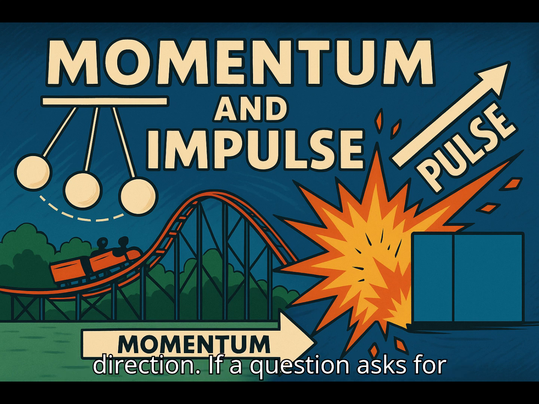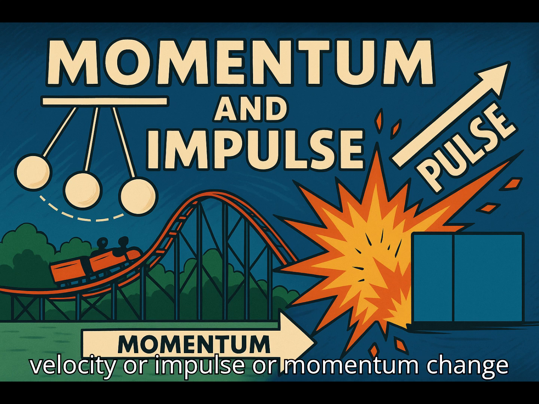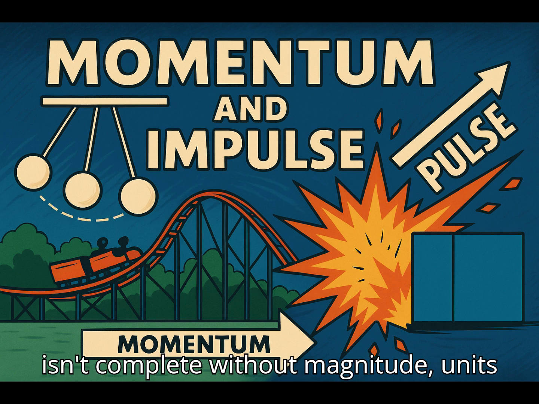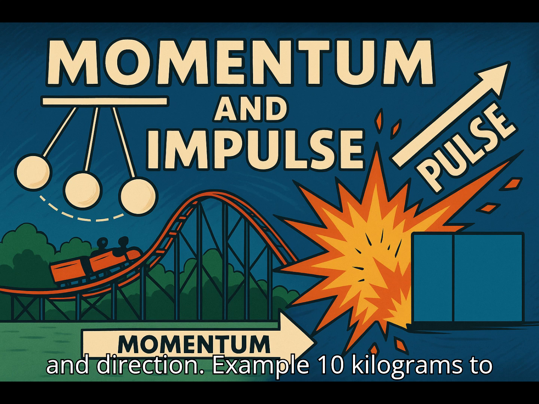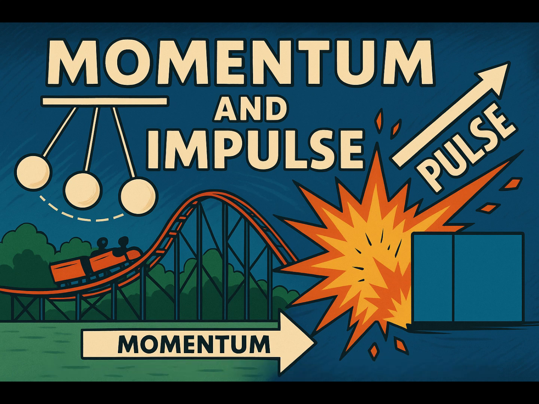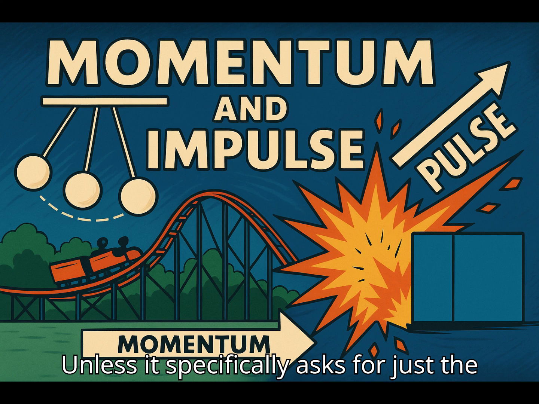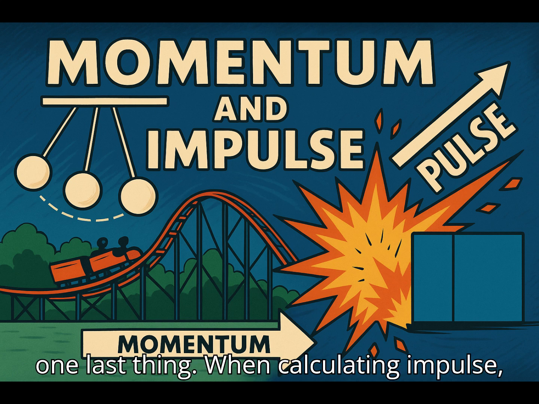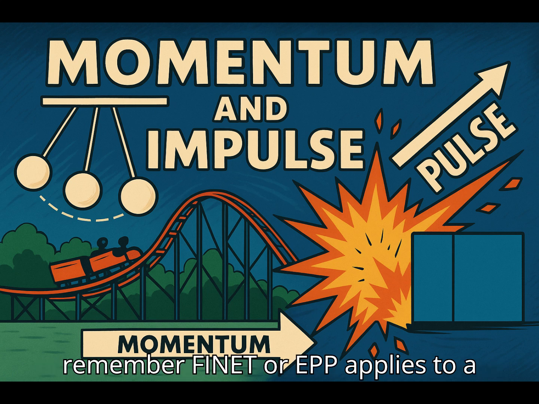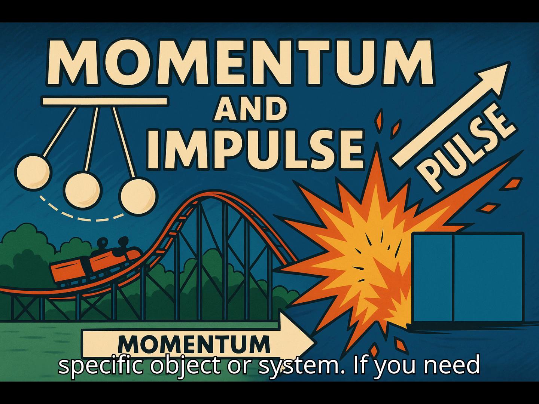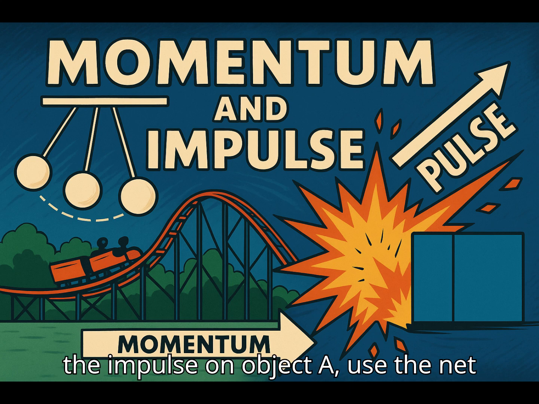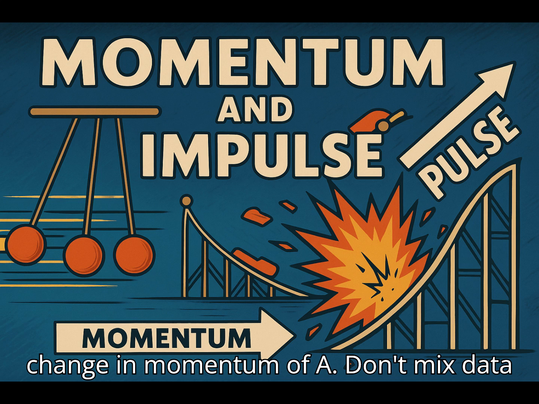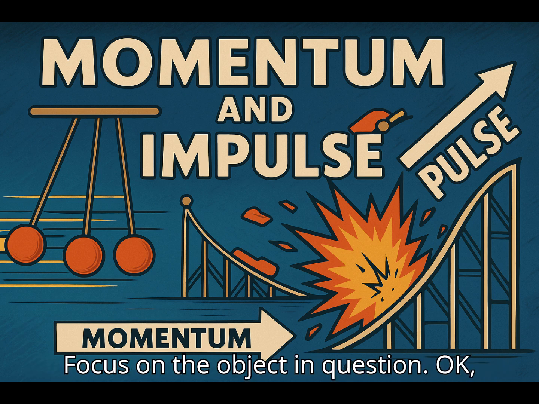Vector answers need direction. If a question asks for velocity or impulse or momentum change, and these are vectors, your final answer isn't complete without magnitude, units, and direction. Example, 10 kg·m/s to the left or 10 kg·m/s west, unless it specifically asks for just the magnitude. Good point. Be precise. And one last thing. When calculating impulse, remember J = FΔt or Δp applies to a specific object or system. If you need the impulse on object A, use the net force on A and the time, or calculate the change in momentum of A. Don't mix data from different objects inappropriately. Focus on the object in question.